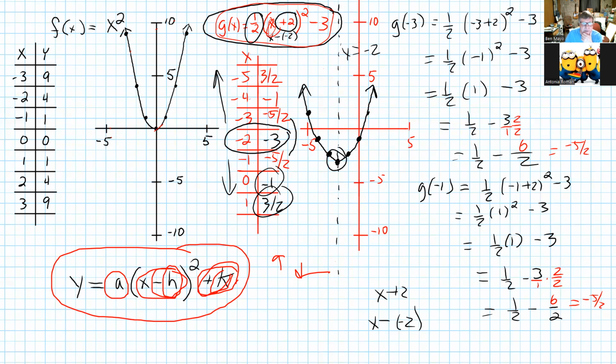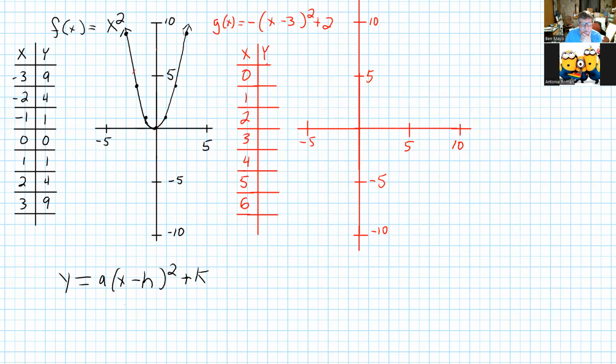All right. Let's do one more of these, and then we're going to go look in WebAssign and talk about how you graph in WebAssign. Okay? All right. So, let's see here. Looking at g of x and using that the vertex is at (h, k), can you see that the vertex is at (3, 2), from x minus h plus k?